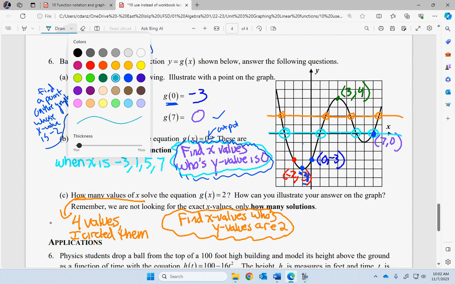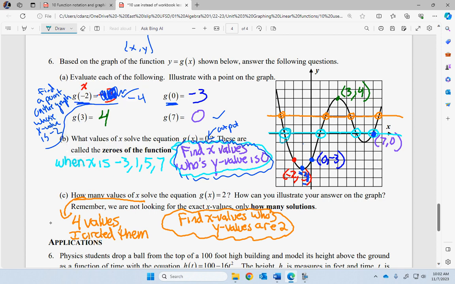I don't have that exact color anymore, but this point right here, this point right here, this point right here, and this point right here. So it would be 1, 2, 3 when x is negative 3, or when x is 1, or when x is 5, or when x is 7. Okay, those are the 4 points whose y value is 0.